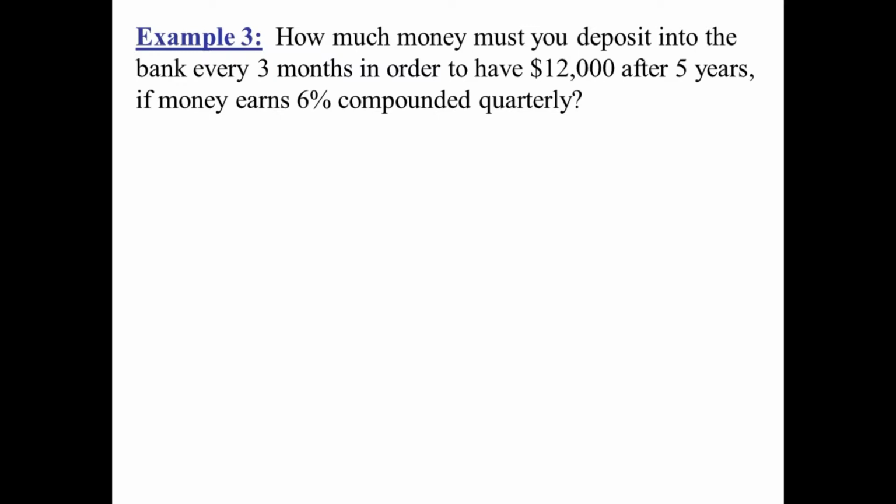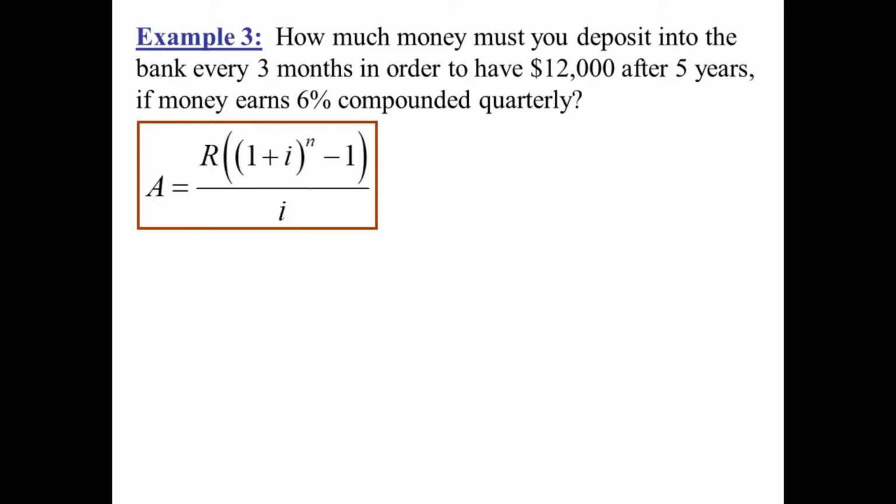How much do you have to deposit every 3 months in order to save up $12,000 after 5 years if money earns 6% compounded quarterly? Well, let's find out. There's our amount of an annuity formula, and the regular amount R is a question mark. However, I we know to be 0.06 divided by 4. So the I value is 0.015.